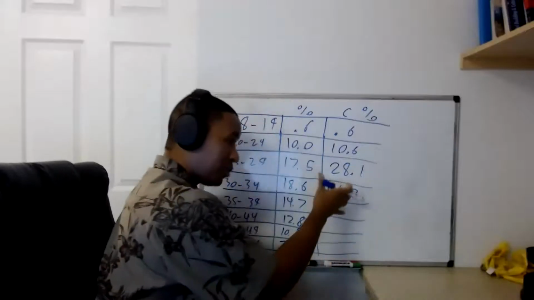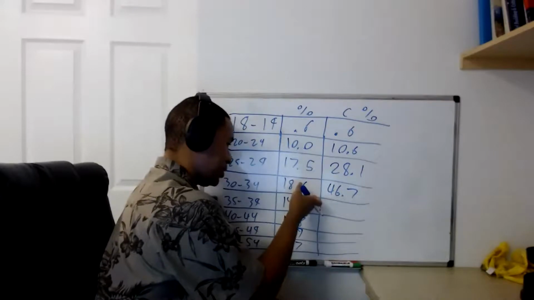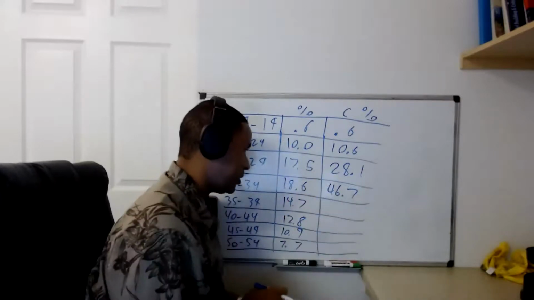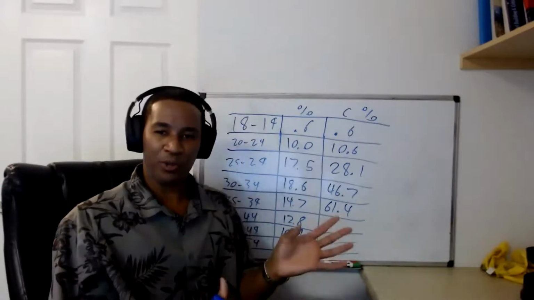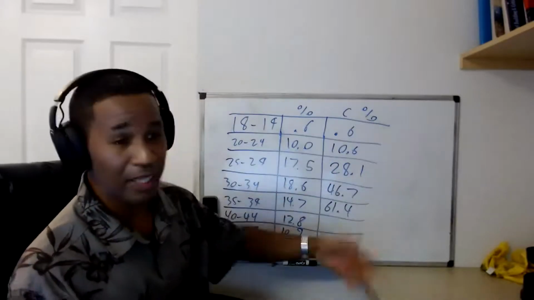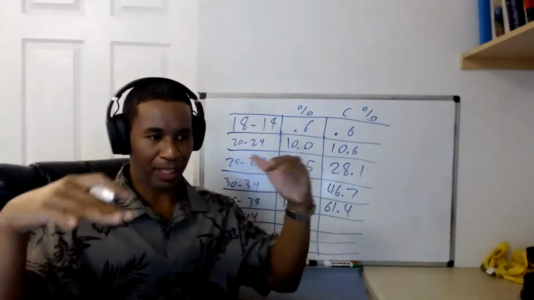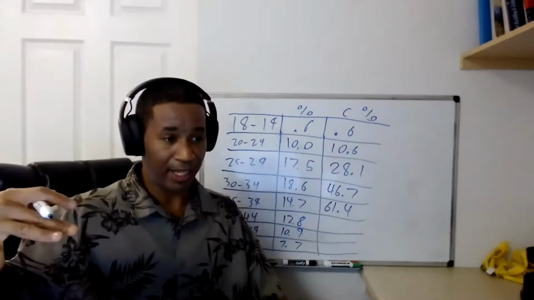Okay, and then we take this 46.7, we add it to this 14.7, and then we're going to get what? 61.4. Now I can kind of stop here because I'm basically just running out of room. So now that I've created this cumulative percentage, I've gotten to 50%. Now I need to see where that 50% mark is because that's where the median's at.